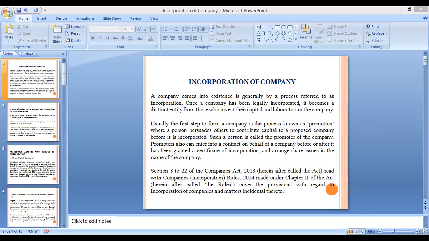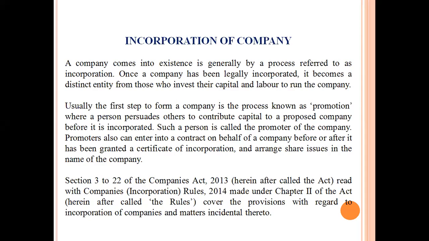In that, the first one is incorporation of company. This is the first step to establish, form or register a company. So first, a company comes into existence generally by a process which is referred to as incorporation. So what is the meaning of incorporation? It means a company comes into existence generally by a process which is referred to as incorporation.